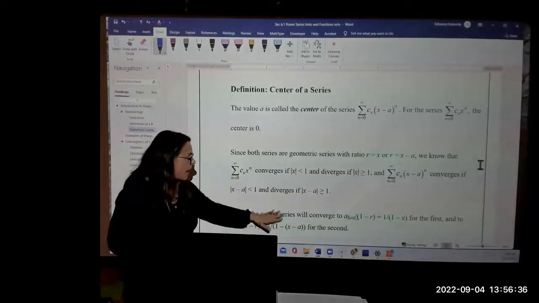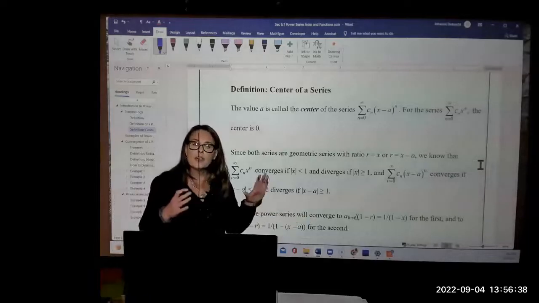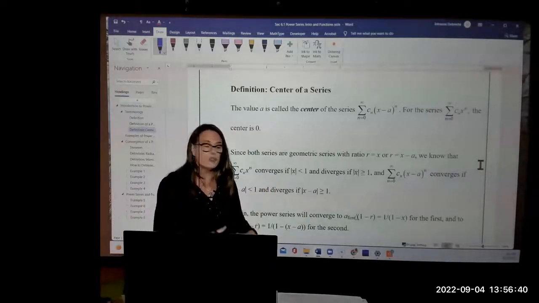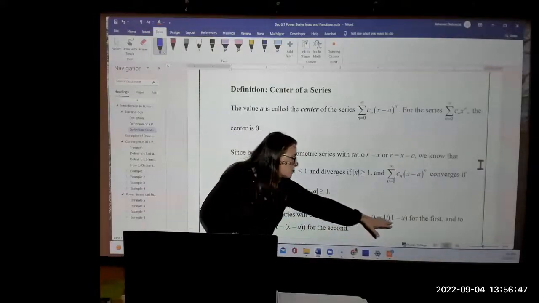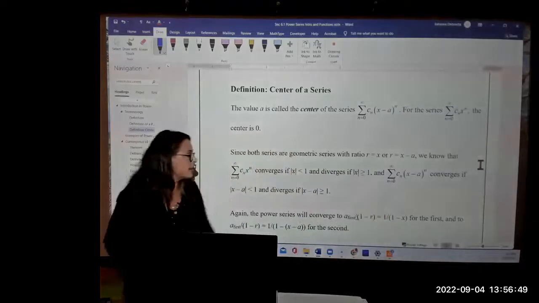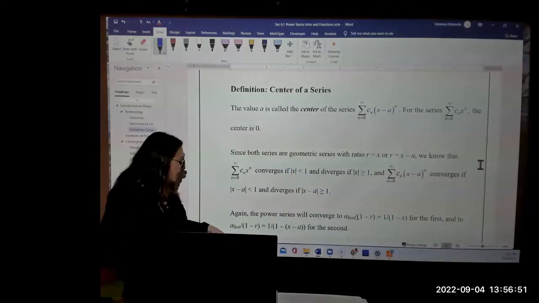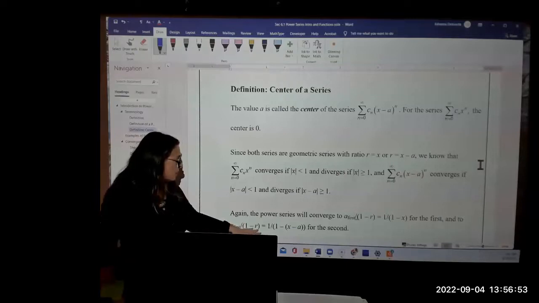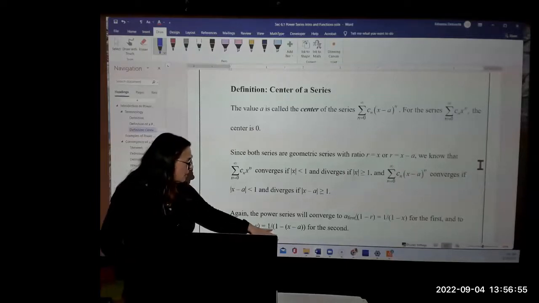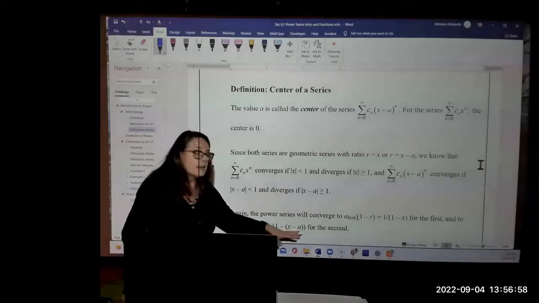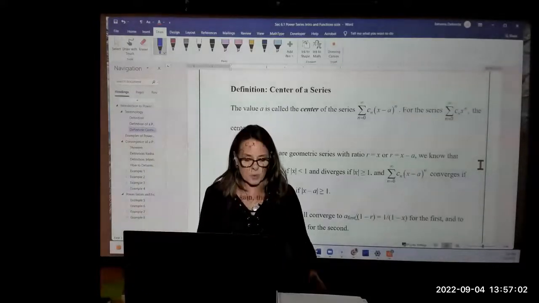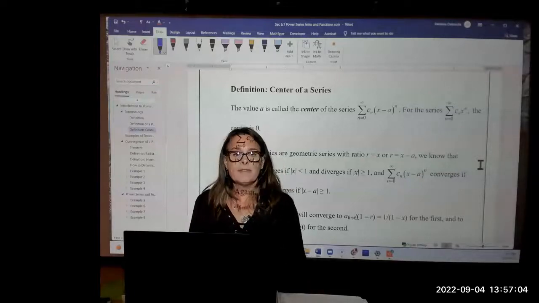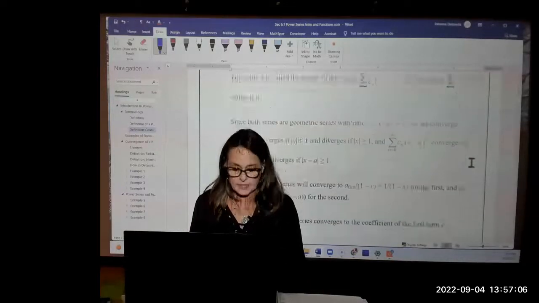Now, we know the power series, we know what they converge to when they're geometric, and these are geometric. So we know they'll converge to a first over 1 minus r, which becomes the function 1 over 1 minus x for the first one, and to a first over 1 minus r, which becomes 1 over 1 minus quantity x minus a for the second one. So we're getting a representation for a function written in series form.